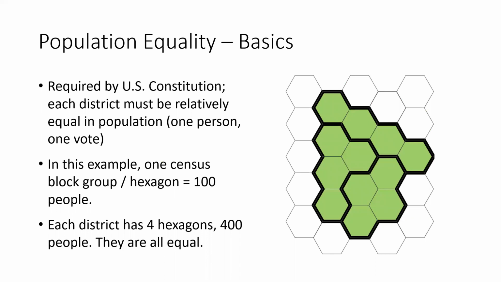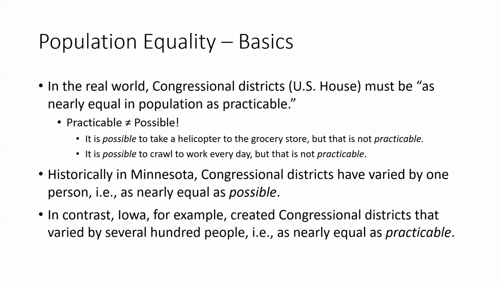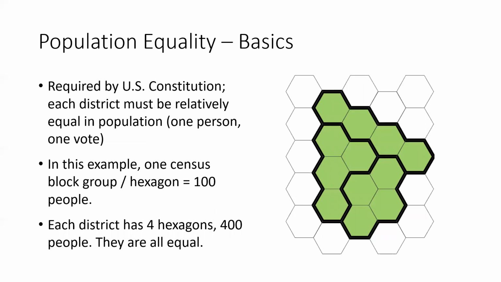In order to create 3 districts in Hexland for this map, we have 3 districts of 4 hexagons or 400 people. Each district, which is outlined by the thick black lines, is 4 hexagons or 400 people. They're all equal. So that's how you would create equal population districts, is just ensuring that the number of people inside the district is equal to each other. Now, in the real world, you can see from this map that they're all perfectly equal, all exactly 400, because we've simplified everything so that the hexagons are all perfectly equal.